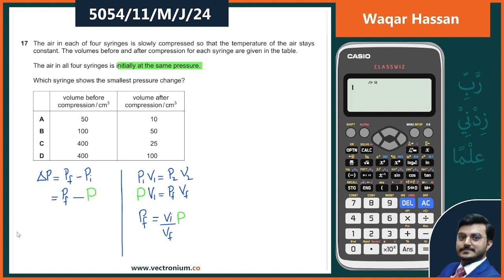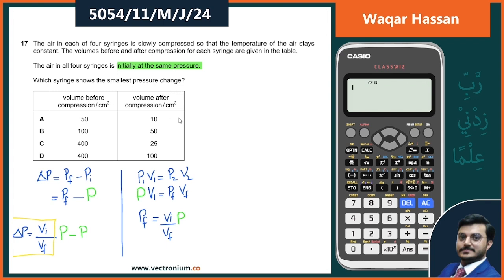Okay, so now if we substitute the value of final pressure in the equation of change in pressure, the equation becomes change in pressure is equal to initial volume divided by final volume times initial pressure minus initial pressure. As the initial pressure remains constant for all 4 syringes, from this equation we can conclude that the change in pressure depends on the ratio of initial volume to final volume, right? So to find the smallest pressure change, all we have to do is calculate the ratio.